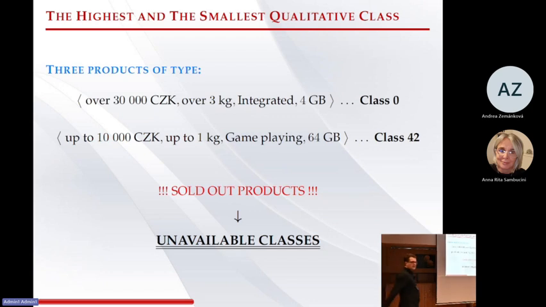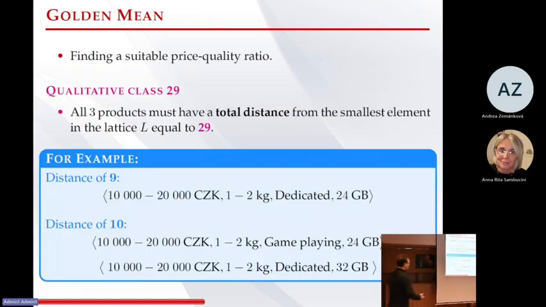and this class is of course best for the seller. Yeah, this laptop is very expensive. On the other hand, these 3 products belong to the class 42, and these laptops are best for us because they are good and they are cheap. But there is a problem, because these laptops don't exist, so you cannot buy them. Okay, so this class is unavailable. Never mind.